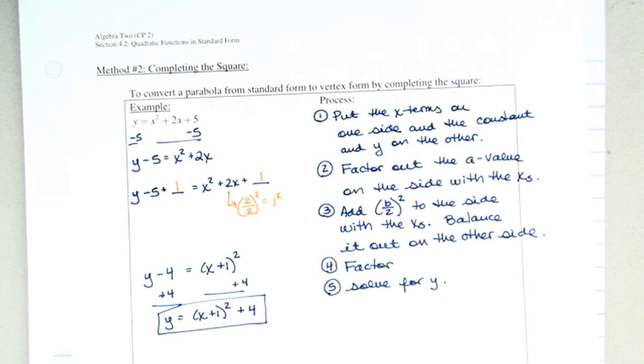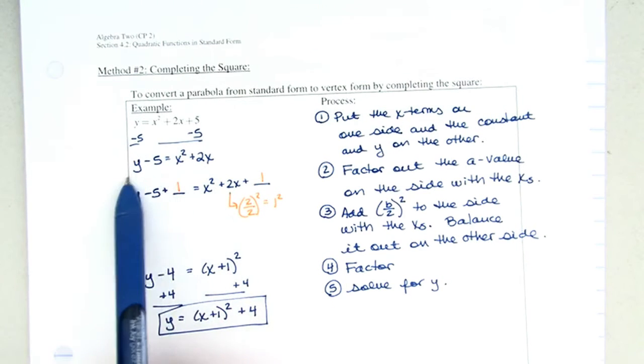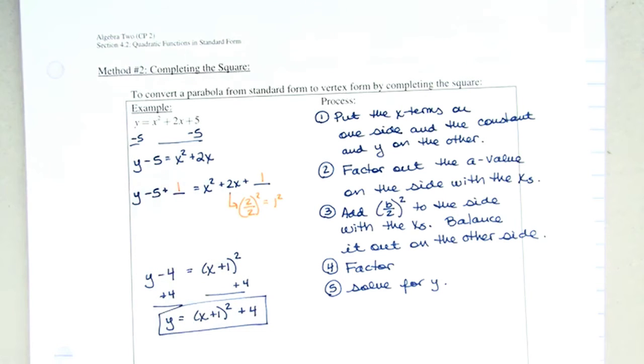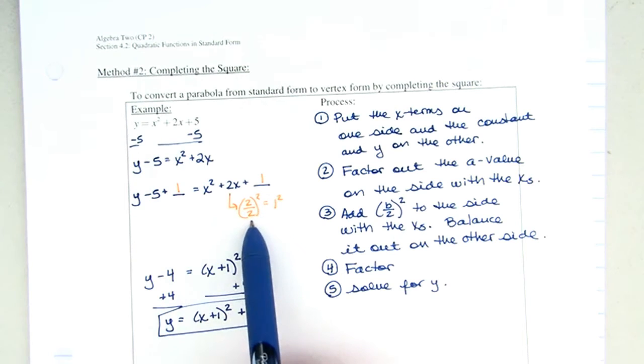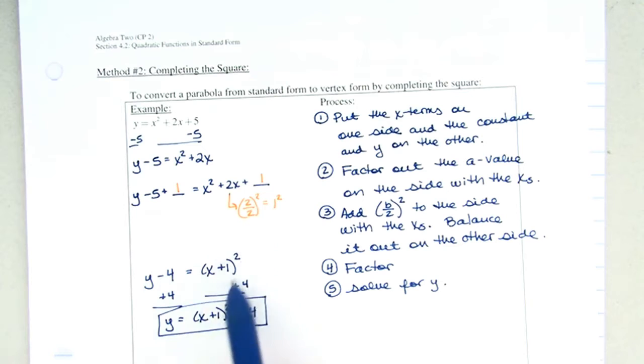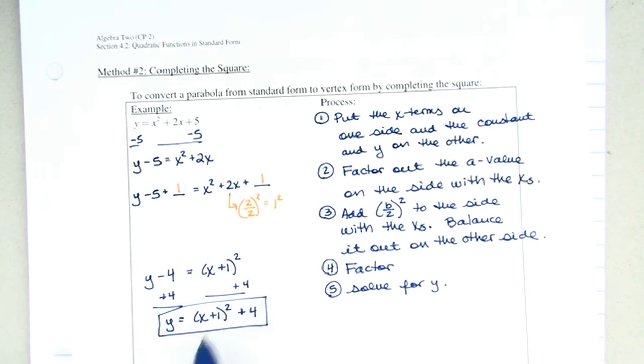We're going to do a few together. You're going to try a few on your own, and we should be set with this stuff. First step, though, we want the x's on one side, constant with the y on the other. If there's a number out front, we'll factor it out. We'll save that for about 10 minutes from now. I need to add half my middle number squared to the side with the x's, and I'll balance that out on the other side. I'm going to factor into just x and half my middle number before any sort of squaring. That thing in parentheses squared. Add 4, you've got your parabola in vertex form.